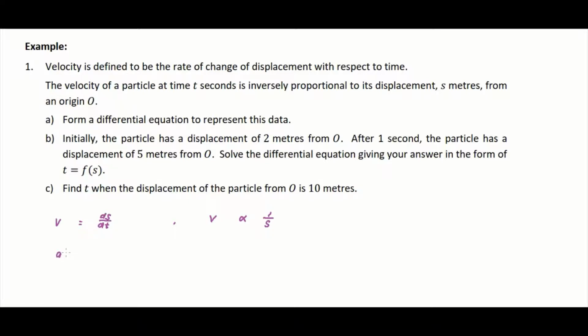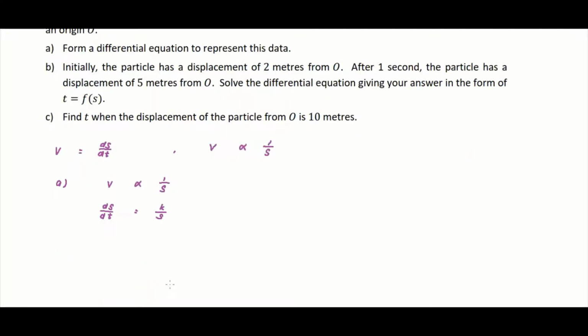So we need to form a differential equation to represent this data. So how do we write that? This is the data that we have: v is inversely proportional to s. So what is v? v is ds/dt, right? And remember how we change this back into an equation? So equal to k, a constant, over s. Yeah, there's no more information given in this question, so your answer for A is just like that: ds/dt equals k over s, where k is just a constant. Okay, so B, let's move on.